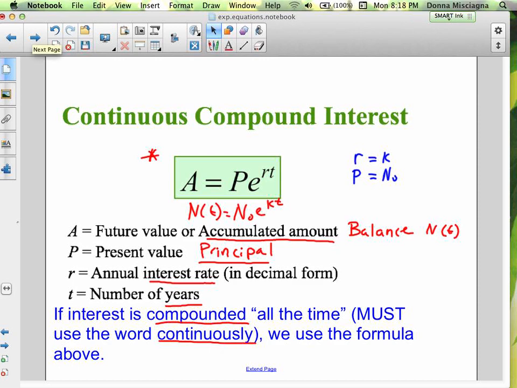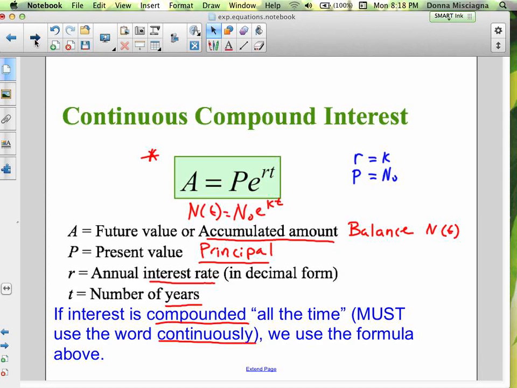So if interest is compounded all the time, it's going to use the word continuously. We'll use the formula above. It's the exact same thing as continuous growth. It just has words that match money better. That's all. It really wouldn't matter if you used N of t equals N naught e to the kt. It would be the same thing.